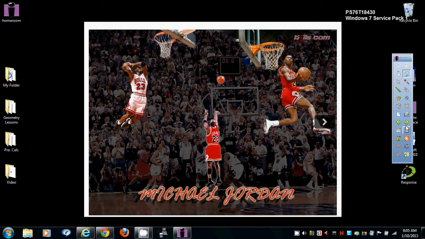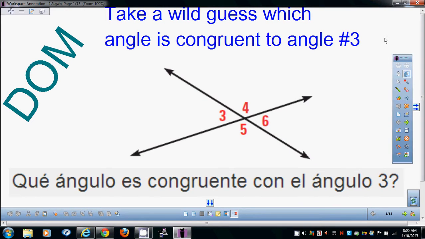What did somebody get for the Dom? One of these. Good. Malik. Do you think 4 and 5 are congruent to angle 3? All right. Anybody else? Donovan. Why angle 6? Okay. Anybody else?